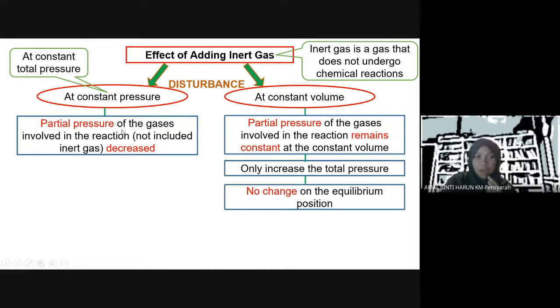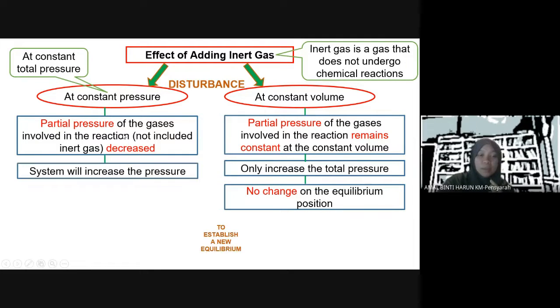Kalau you tambah inert gas dalam satu sistem tu, total pressure akan bertambah. Sekarang kita tak nak bagi total pressure bertambah. Sebab dia kata kalau tambah inert gas tapi nak at constant pressure, maksudnya kena kurangkan pressure lah. So, kalau kena kurangkan pressure sedia ada, the reaction system will increase the pressure. Kenapa reaction system will increase the pressure?